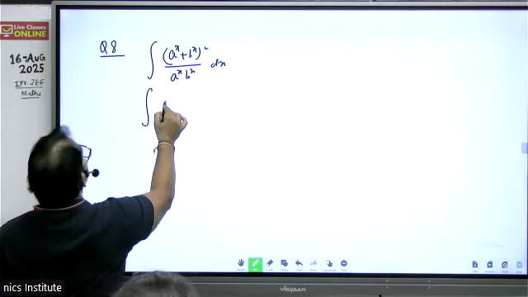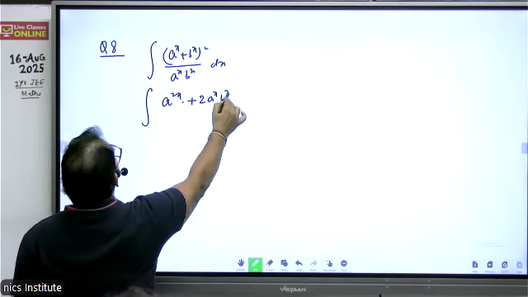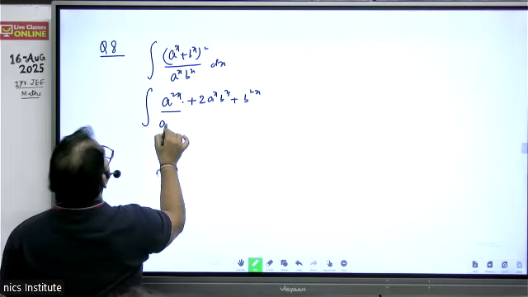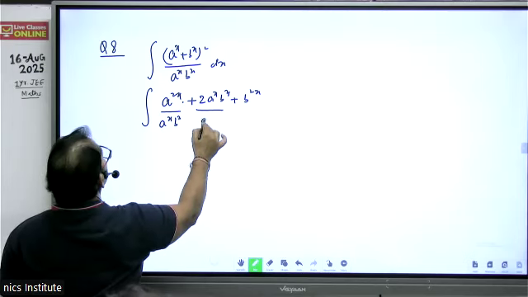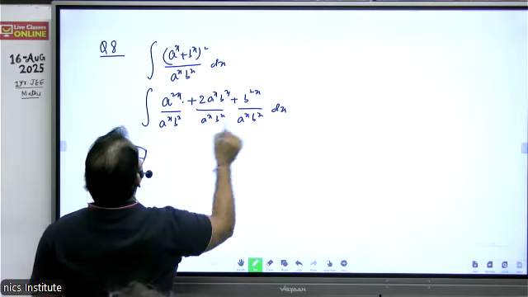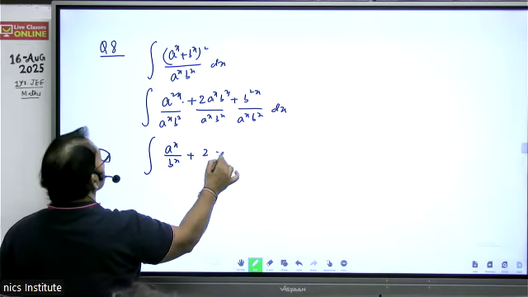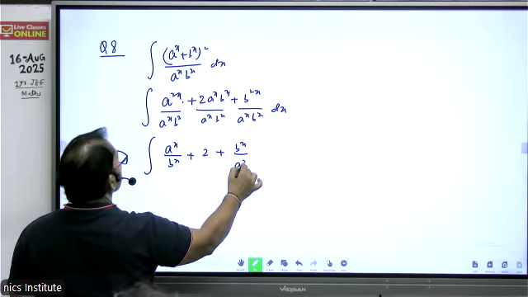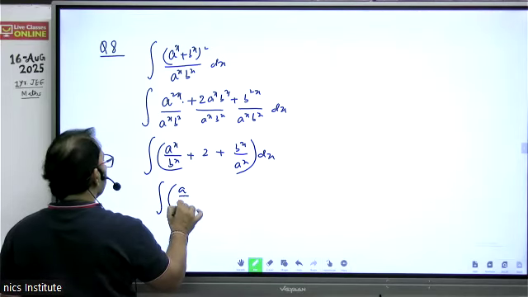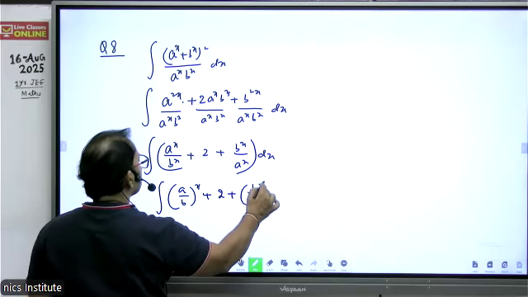So you can open it. A to the power 2x, individually divide. So this would be a to the power x. This would be a by b whole raised to power x. This would be b by a whole raised to power x.